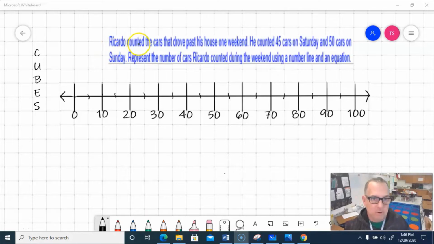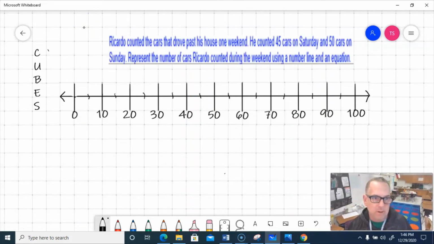Okay, it says, Ricardo counted the cars that drove past his house one weekend. He counted 45 cars on Saturday and 50 cars on Sunday. Represent the number of cars Ricardo counted during the weekend using a number line and an equation. And you can see I went ahead and drew a number line down here already. I'm still going to organize my information using cubes.